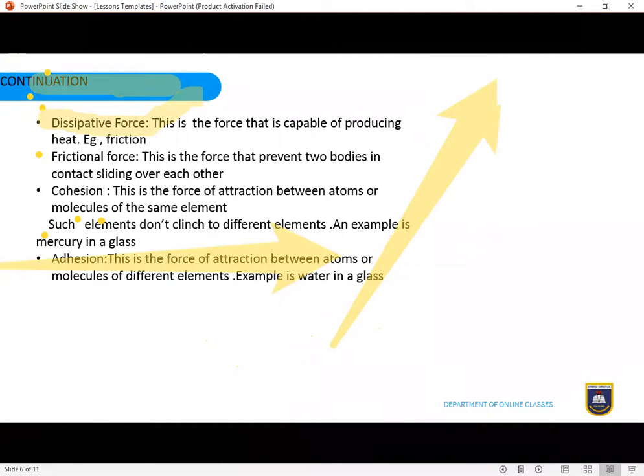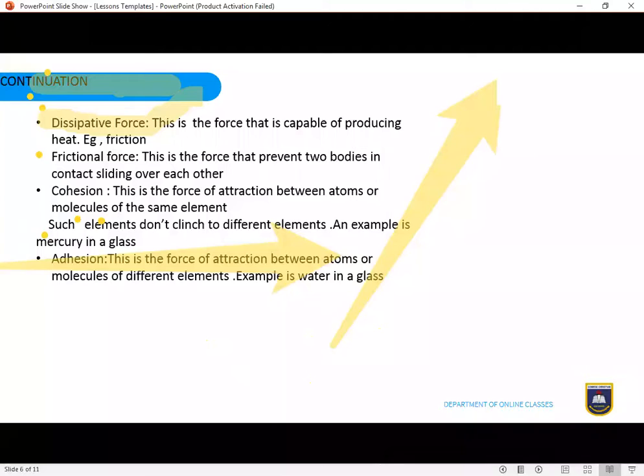And we also have another force called adhesion. Adhesion is the attraction between atoms or molecules of different elements. If they are different, they still come together, just like a husband and a wife. They are of different elements, but they still come together. That's what adhesion is. Even though they are of different elements, they still react with each other. An example is water in a glass.